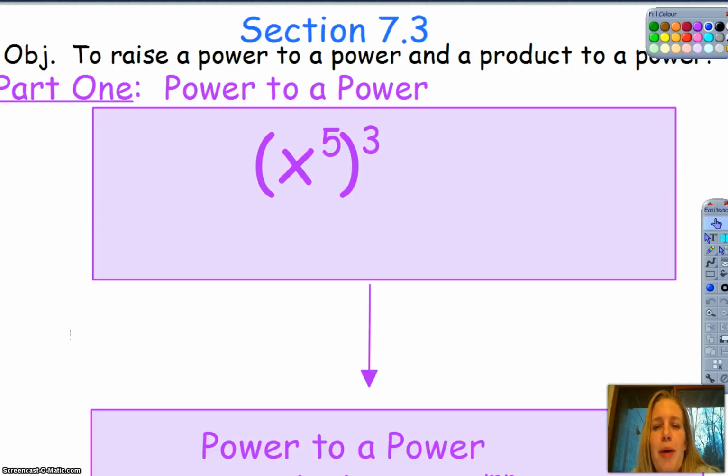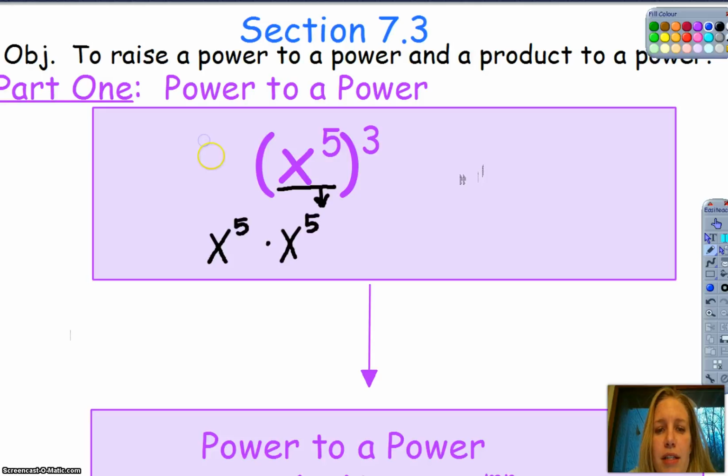Okay, guys, so we're going to do lesson 7.3, which has a new property in it, and the property is a power to a power. Now, in this top box here, you need to write that down. I'm just going to explain what this means. This means we have what's inside here to the third power. So that means we have x to the fifth times x to the fifth times x to the fifth. So we have it 3 times.